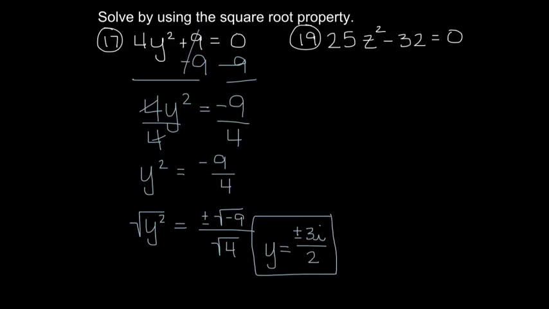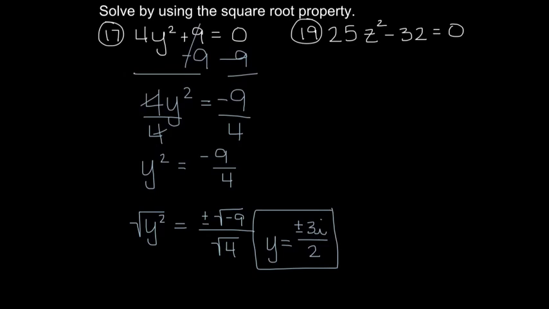The same process can be followed for number 19. We don't have a linear term. In other words, we don't have just a z by itself. The only thing we have is the z squared. So to get the z squared by itself, I can add the 32 to both sides. Adding that 32 to both sides cancels the 32 on the left, and I'm left with 25z squared equals 32.